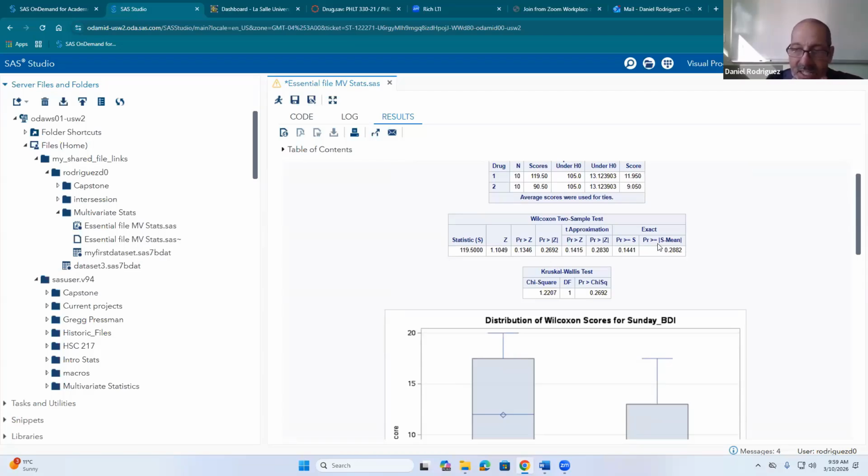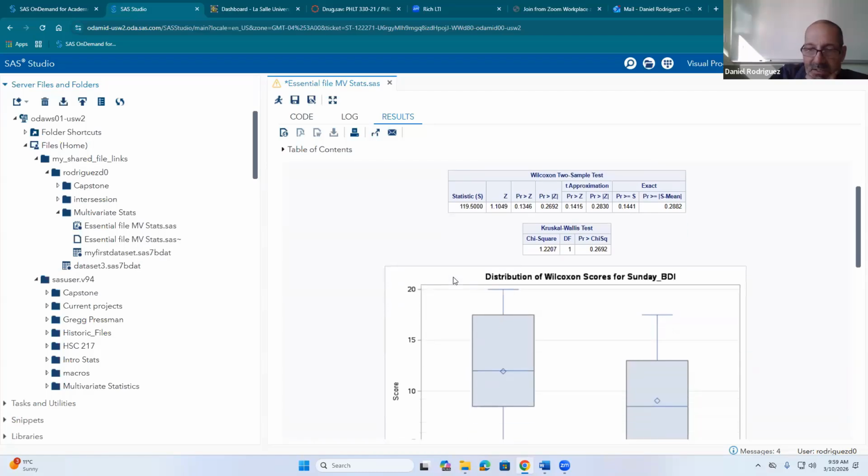Okay. And here's our exact test probability. Our exact test probability is also above any value we would use as a criterion. Usually people use 0.05, 0.10, 0.01. These are all larger, so we would fail to reject the null hypothesis that there's a difference in ranks between the two groups on Sunday, right? The alcohol versus the ecstasy group.